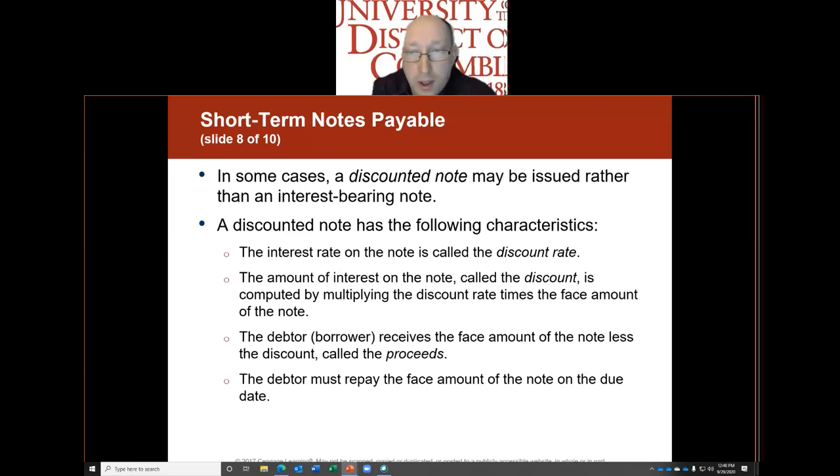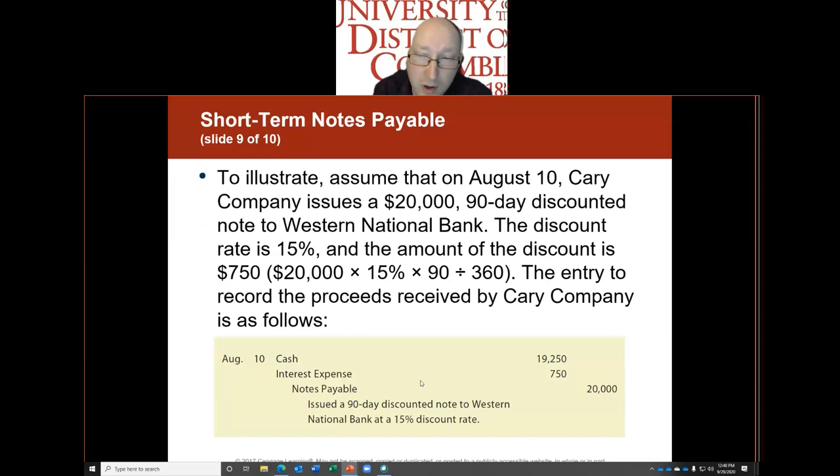A discounted note has the following characteristics. The interest rate is called a discount rate. The amount of interest on the note is called a discount. It's computed by multiplying the discount rate times the face value of the note. The borrower, or the debtor, receives the face value minus the discount, and the debtor must repay the face amount of the note that's due.